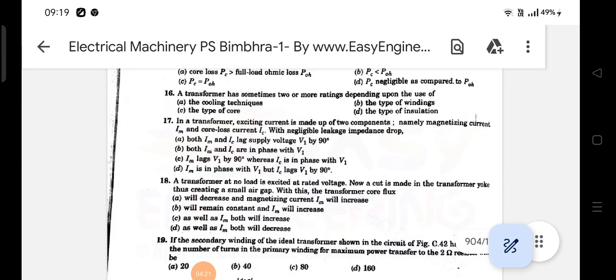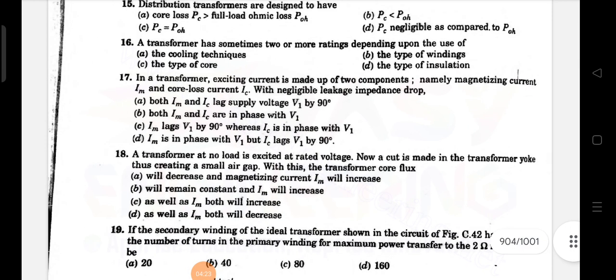Next, a transformer at no load is excited at rated voltage. Now a cut is made in the transformer yoke, thus creating a smaller air gap in the transformer core flux. See here, a transformer is a constant flux device. If we increase the air gap also, there is no change in flux. Why? Because here the V by f ratio is constant.